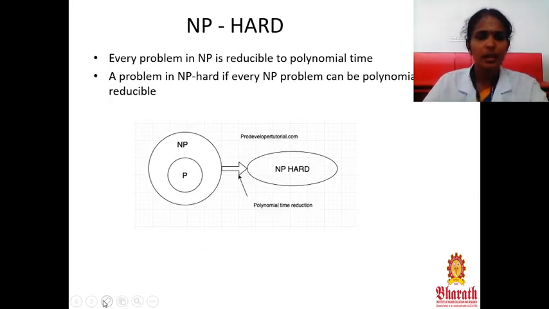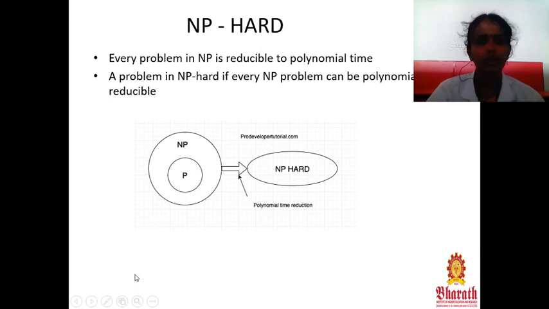Next one is NP hard. What do we mean by NP hard? If every problem in NP is reducible in polynomial time, then we can say it is NP hard. If I can reduce your NP problem in polynomial time and make a solution for that problem, I can say it is NP hard. Every problem in NP is reducible to polynomial time.